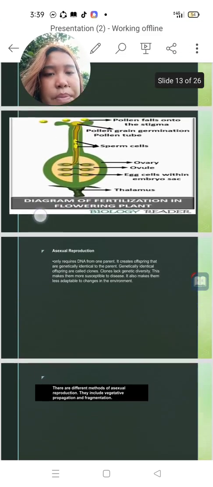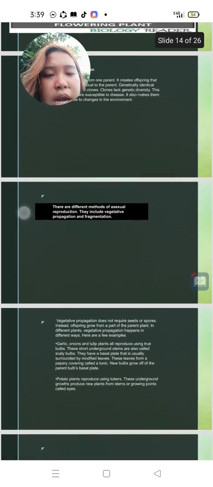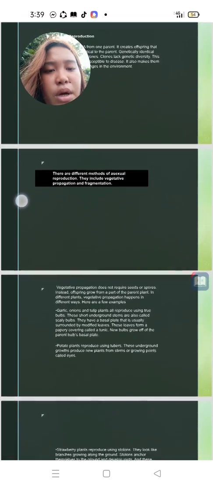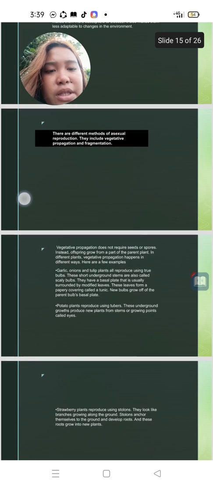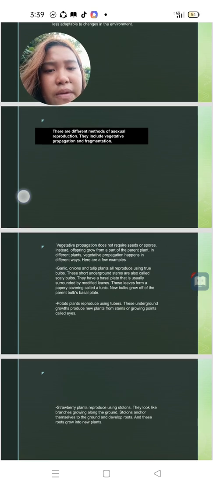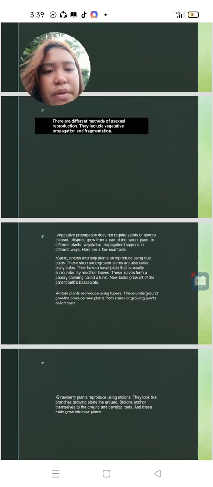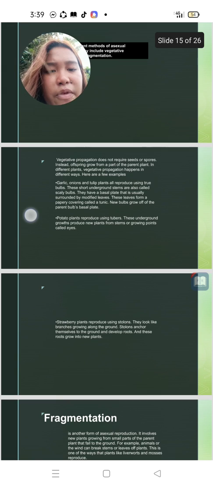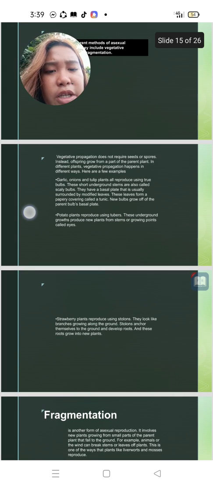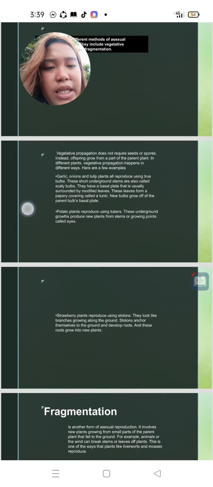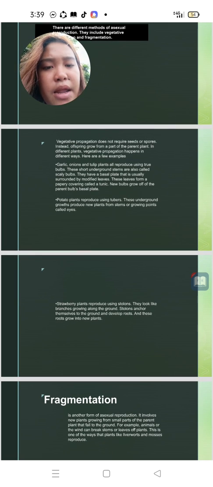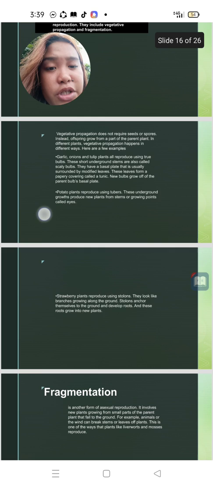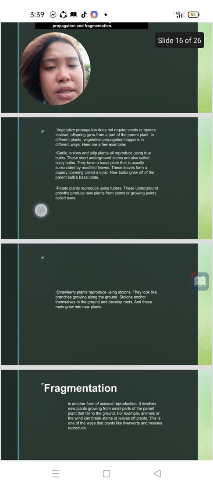So there are different methods of asexual reproduction. They include vegetative propagation and fragmentation. So what is vegetative propagation? Vegetative propagation does not require seeds or spores. Instead, offspring grow from a part of the parent plant. In different plants, vegetative propagation happens in different ways.